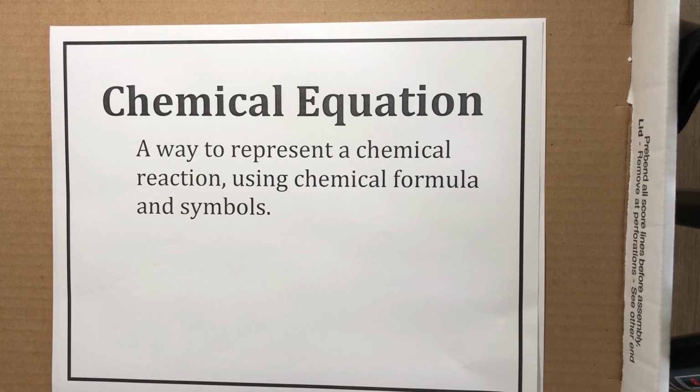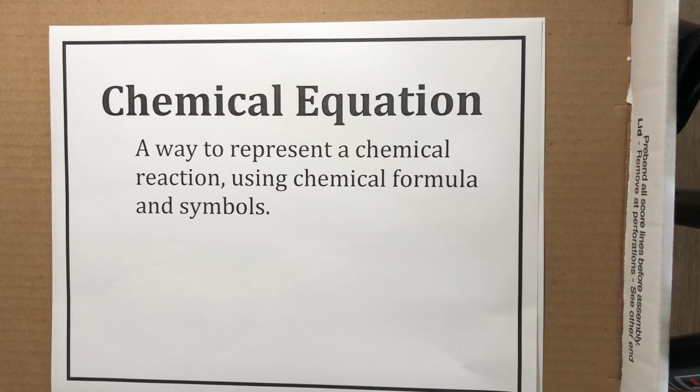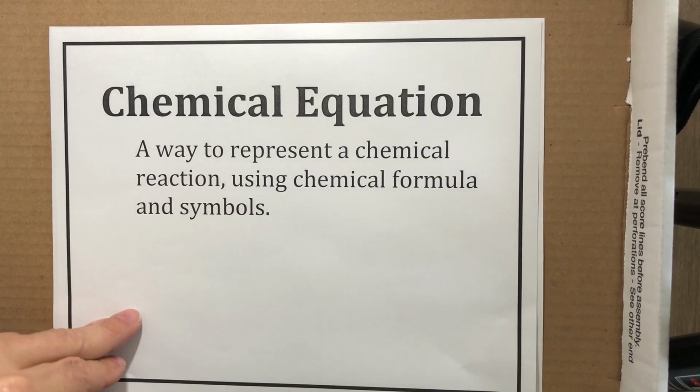for you, but it's in the terms and vocabulary words that I posted. And what is a chemical equation? It's a way to represent a chemical reaction using chemical formulas and chemical symbols. And it's more precise than just using words like I did before. And so let's take a look at that in a little more detail and what that means.